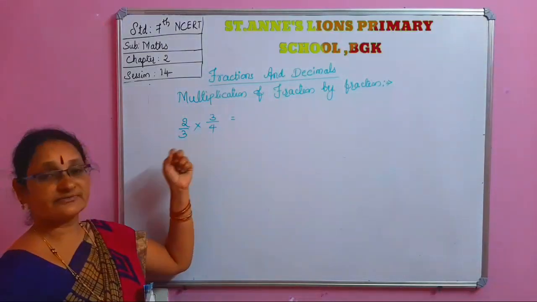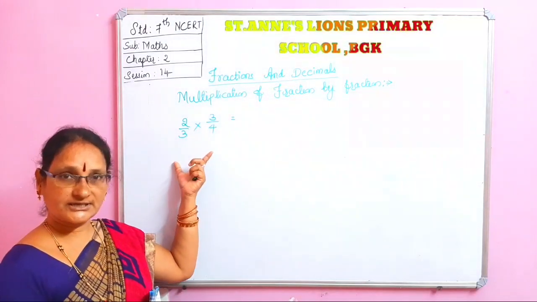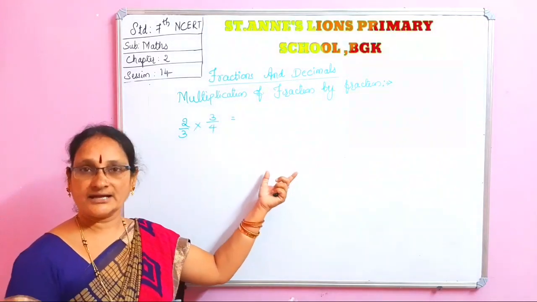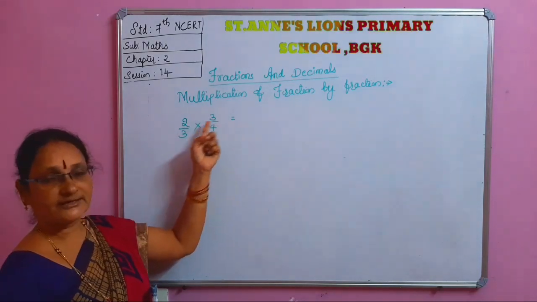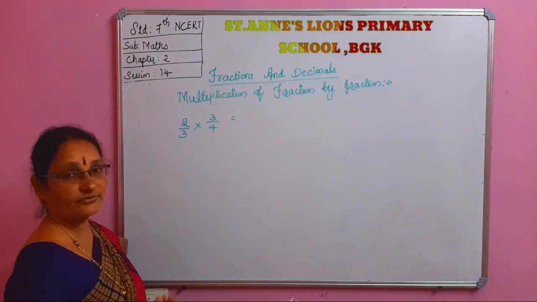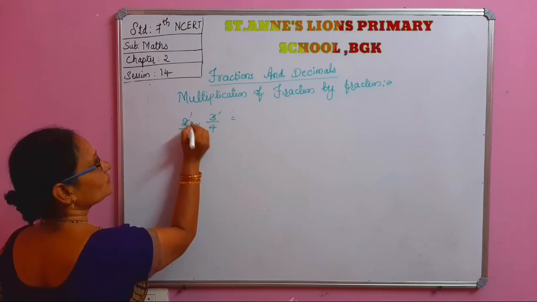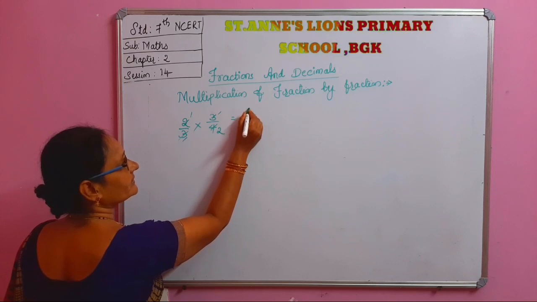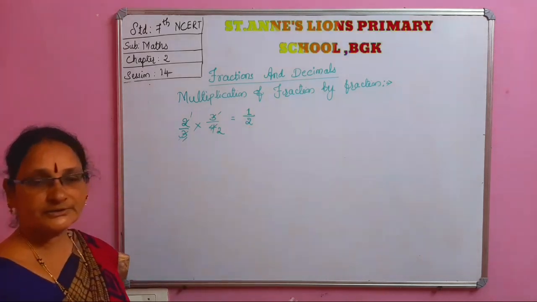Here multiplication is very easy. First you have to observe whether cancellation is possible or not. If it is possible, you cancel it and write the answer. If it is not possible, multiply numerator to numerator and denominator to denominator. Finish. Now here there is a possibility of cancellation. 3 got cancelled, and 2 ones are 2, 2 2s are 2. Now 1 into 1 is 1, the numerator is 1. 1 2s are 2. Finish. Answer is 1 by 2.